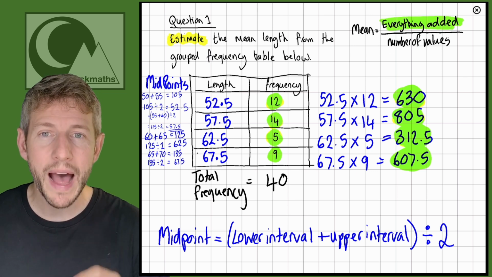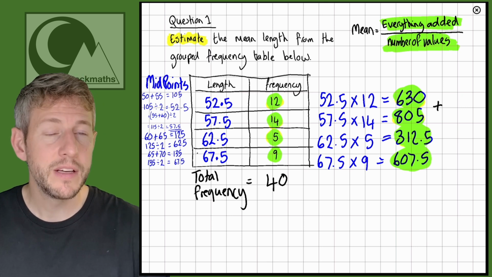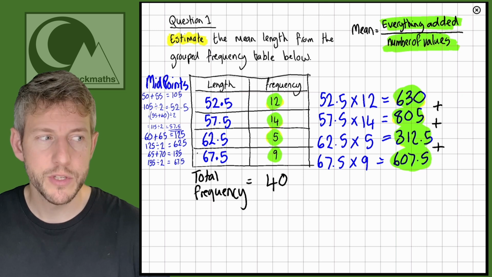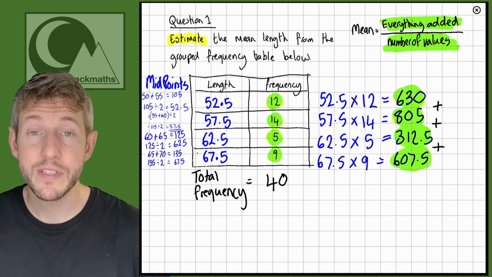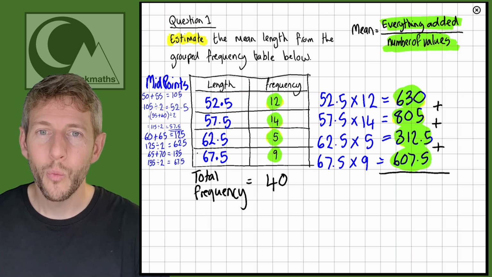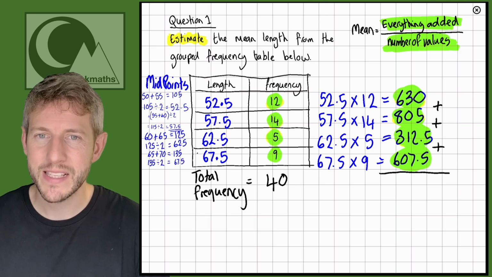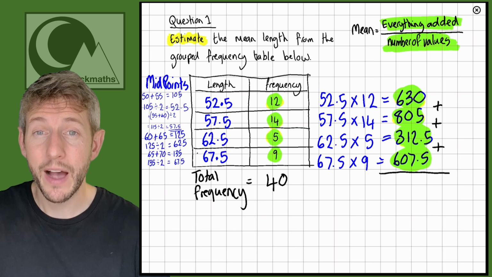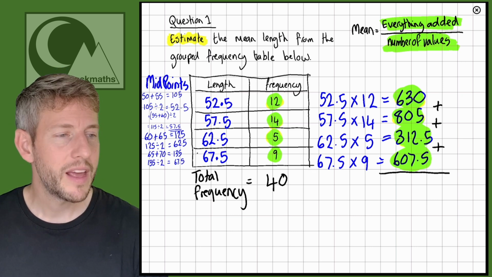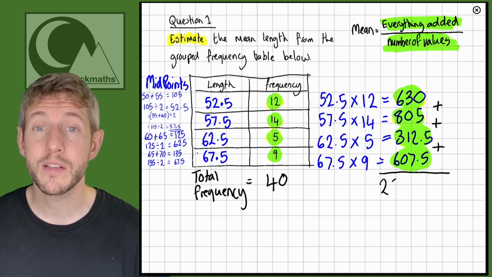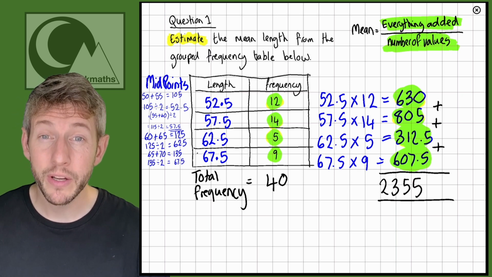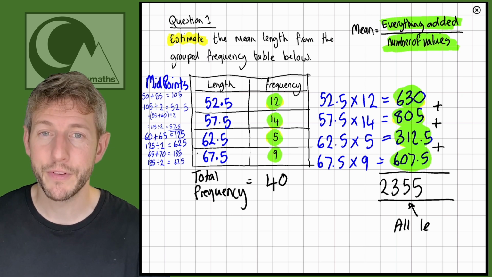So to do that, what we're adding up, we're actually adding up the 630, add the 805, add the 312.5, add the 607.5. So if I add all of these up together, we have added up all of our estimates for the length. So I'm going to do that now on my calculator because these numbers are getting quite large. And what we get is 2,355. So everything added together equals 2,355.